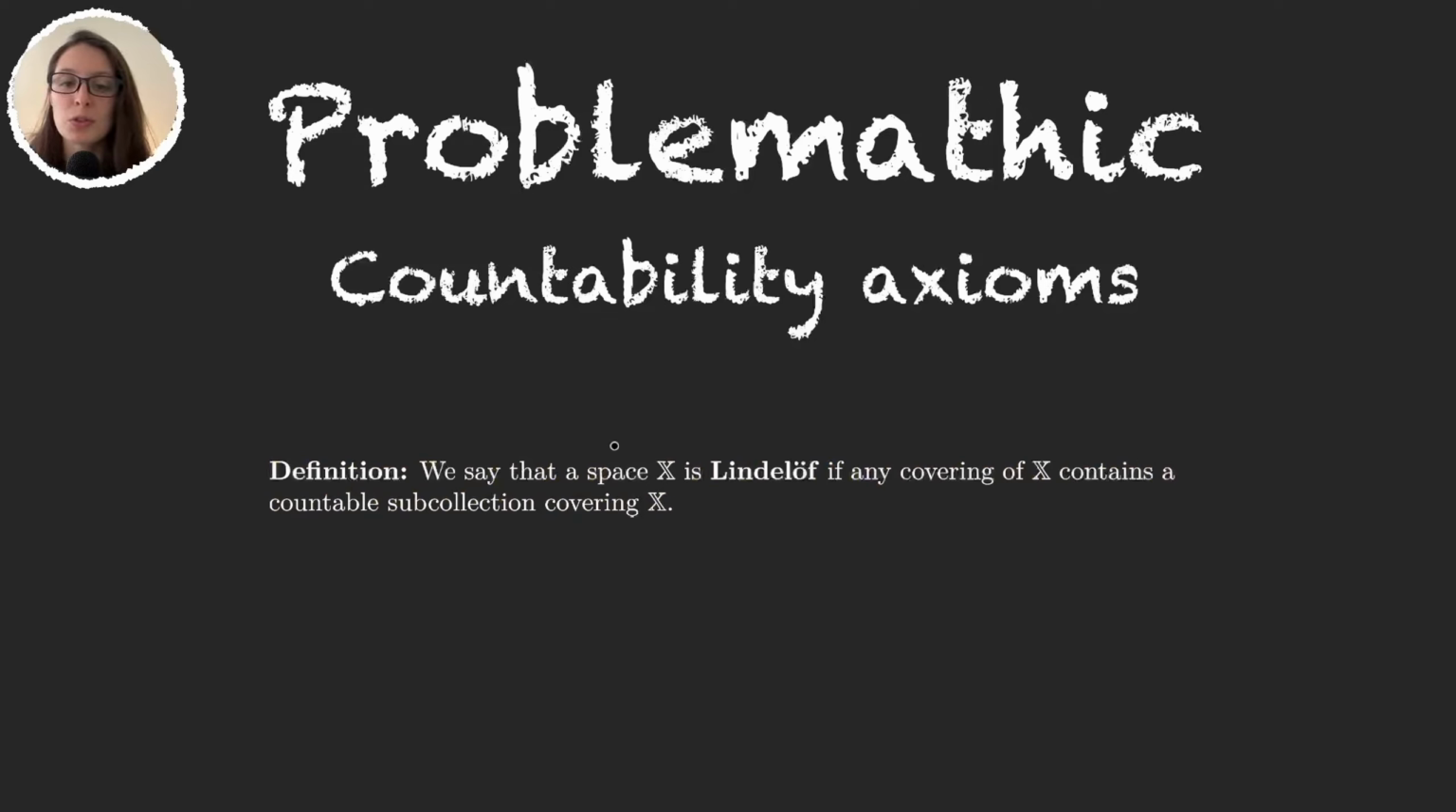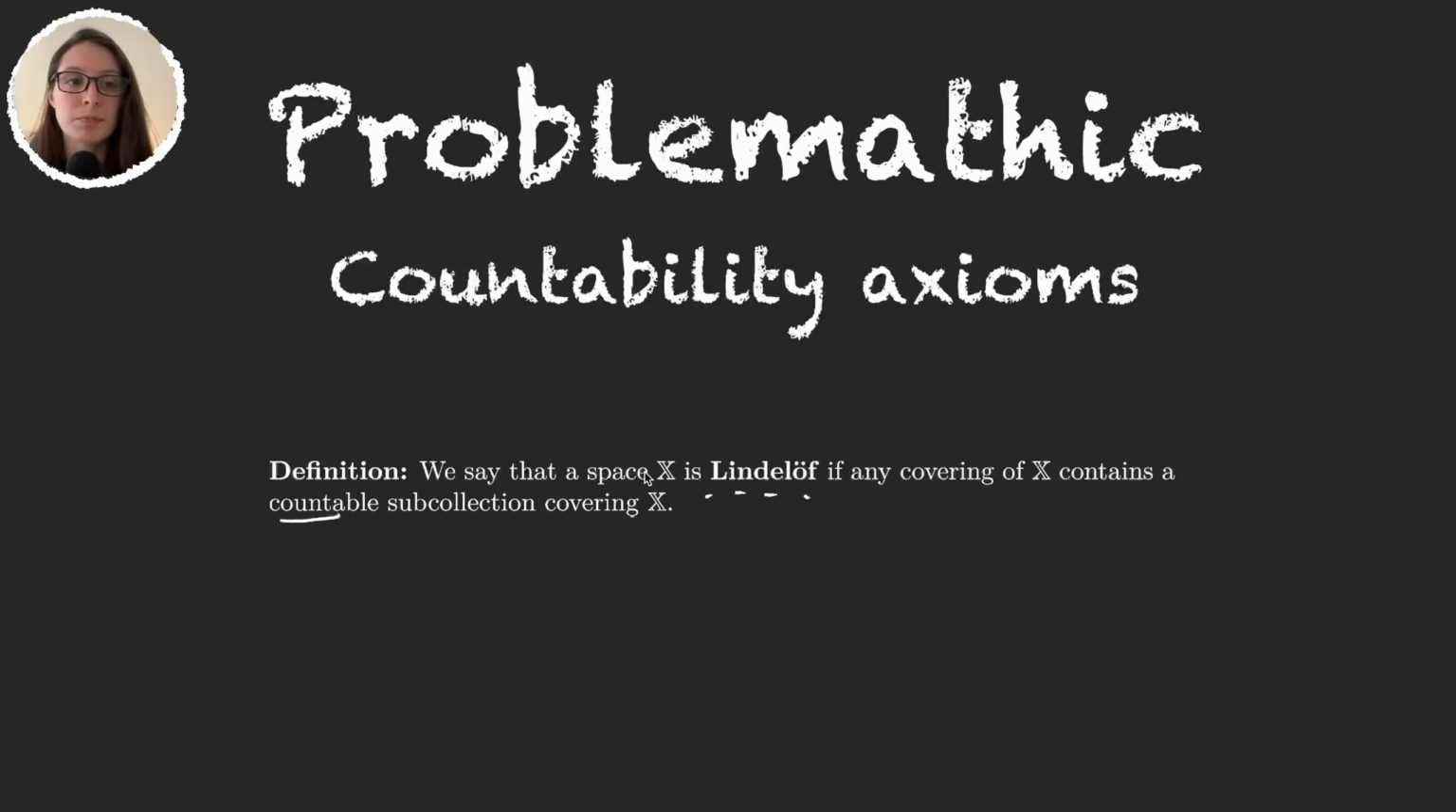We say that a topological space is Lindelöf if any covering of X contains a countable subcollection covering X. So this definition is a bit similar to a space being compact. It's a bit weaker. Instead of asking for a finite subcollection, we're asking for a countable subcollection. Obviously, if a space is compact, it will be Lindelöf because any finite subcollection is in particular countable, but not every Lindelöf space will be compact.